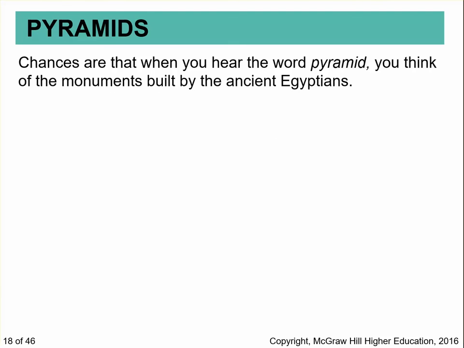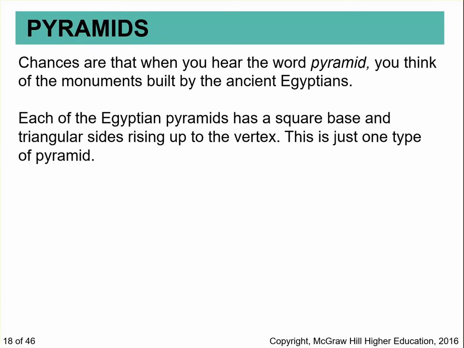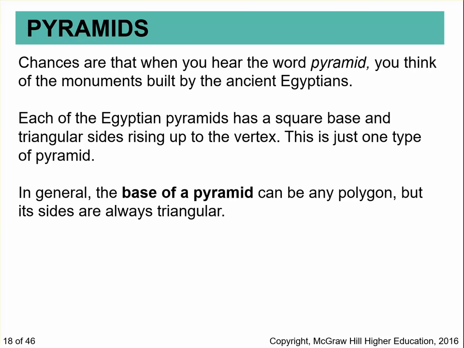And we're going to skip that. Pyramid is a good one. I like pyramids. You think of the Egyptians, right? The Egyptian pyramids have a square base and triangular sides. Another good example of a pyramid is the Luxor Pyramid in Las Vegas, which is an actual replica. Okay, the base of the pyramid can be any polygon.